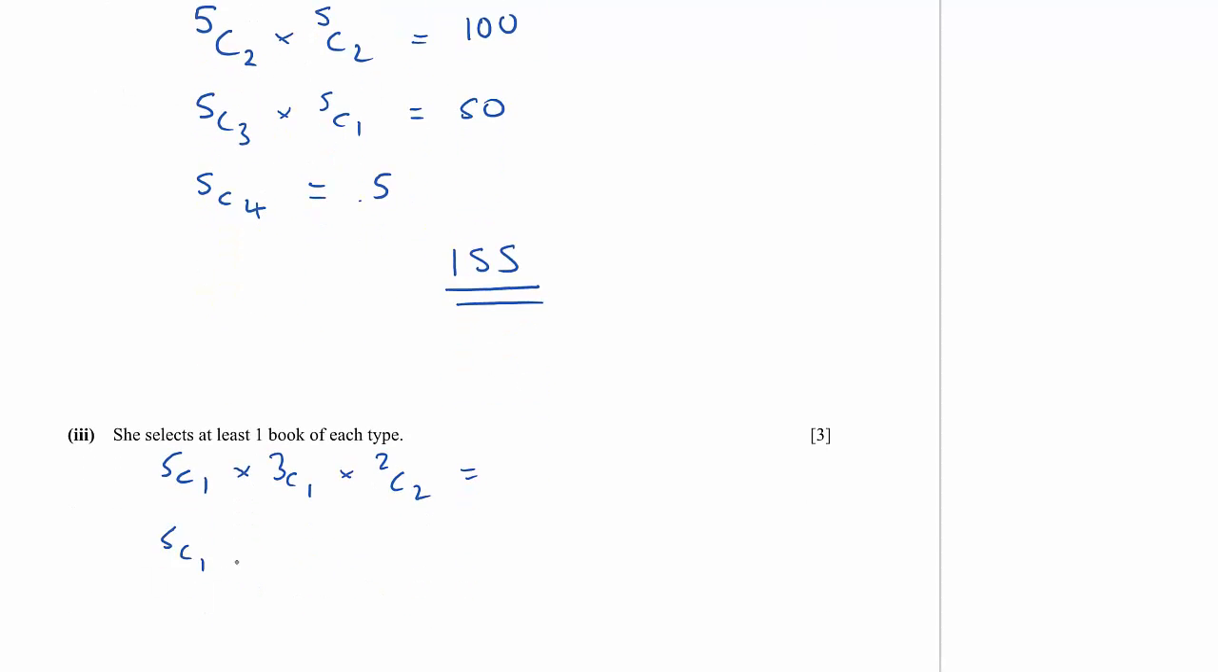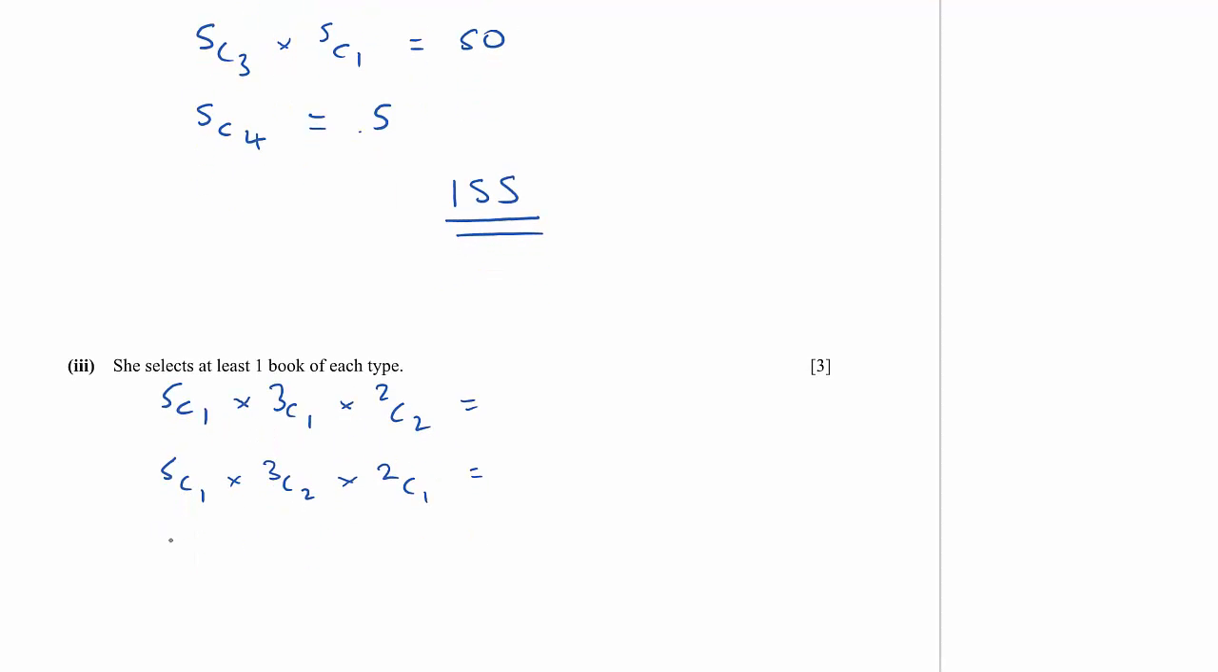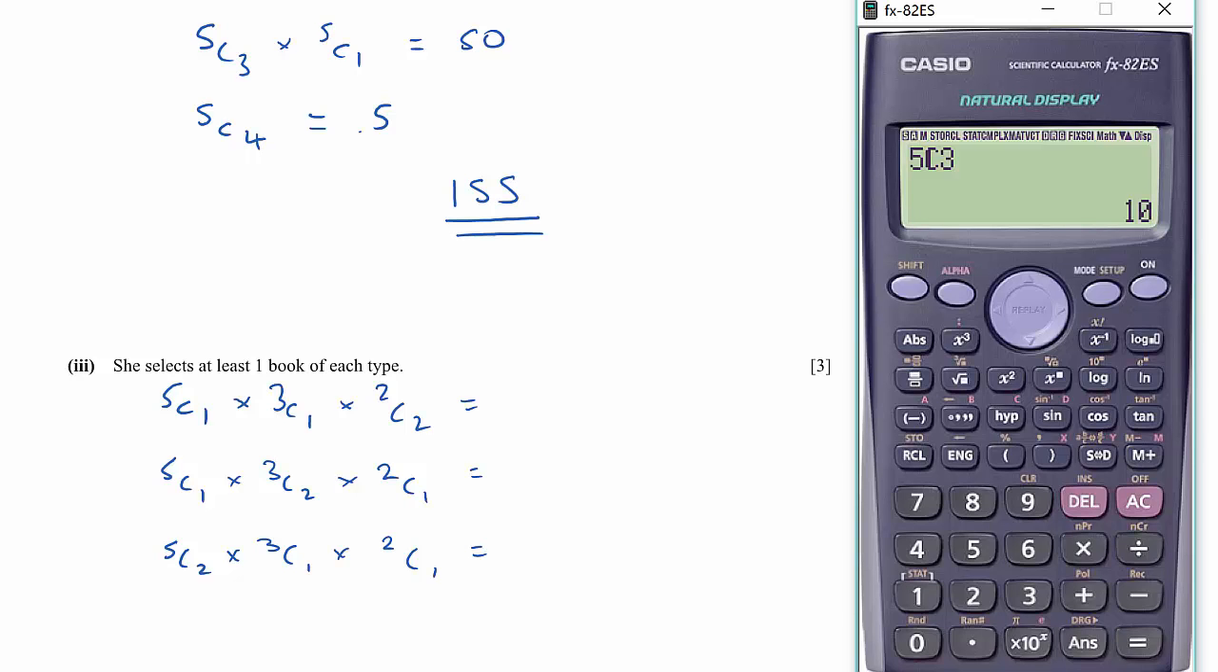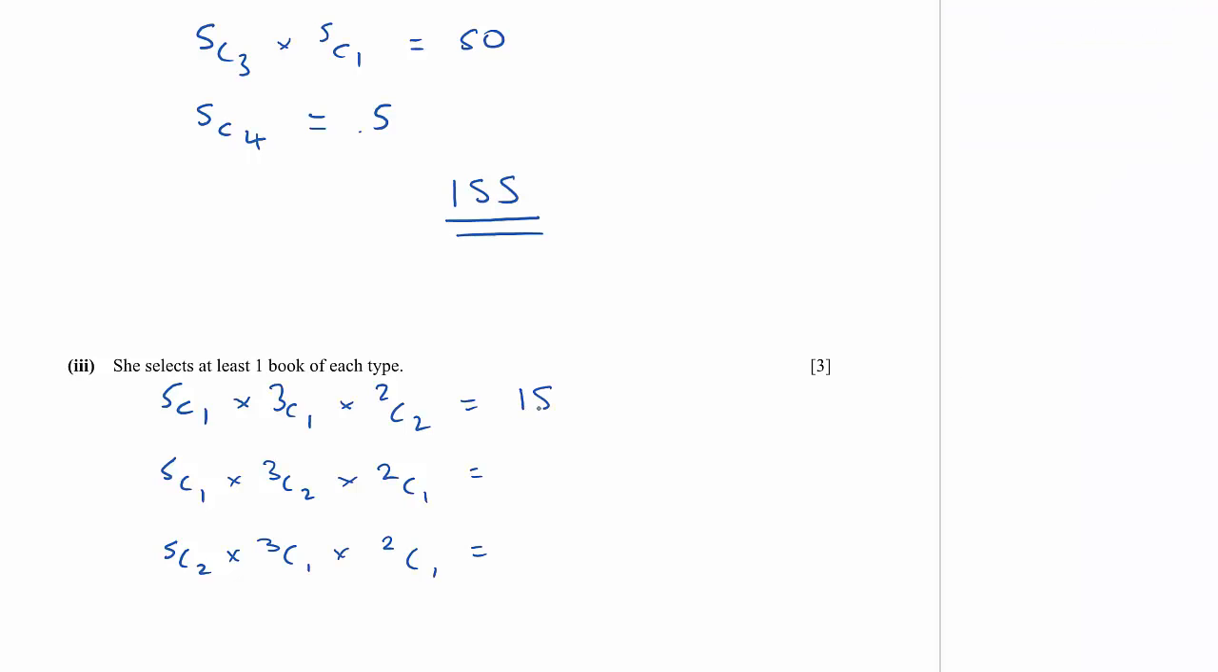She could choose 1 of those and 2 of those, and if that's the case, she has to choose 1 of those. Or she could choose her 2 from here, in which case both of these choices have to be 1. So there's those 3. So 5 choose 1 is just 5 times 3, and there's only one way of choosing both, so that's going to be 15.